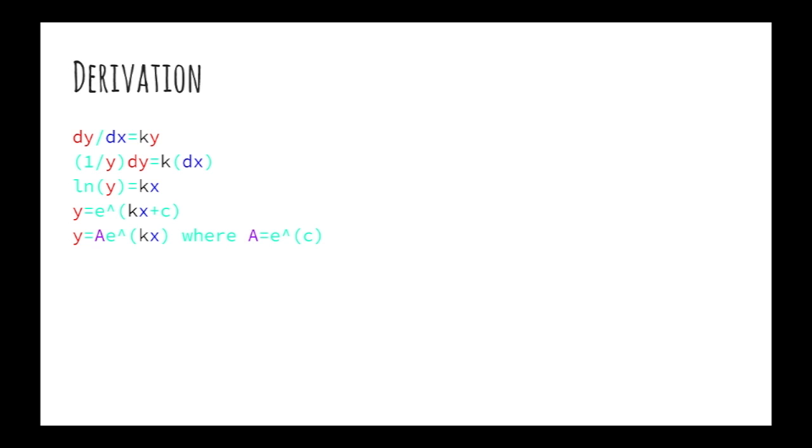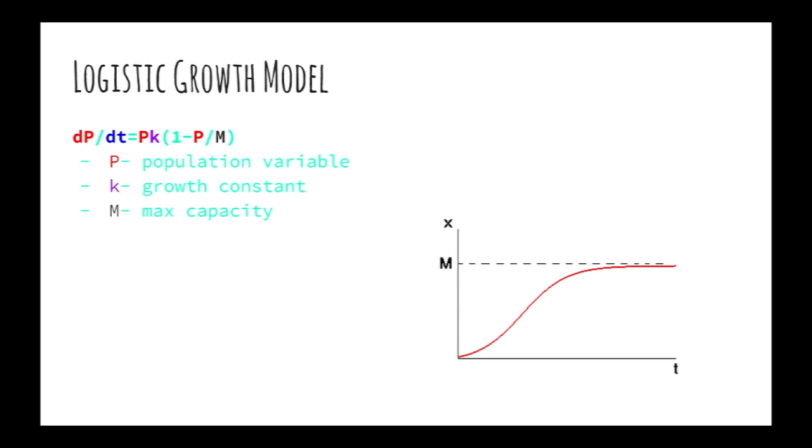So the next model, the population growth model, or the logistic growth model, is defined as dP over dt, that's how population changes according to time, equals P times k, where P is the population variable and k is a growth constant, times the quantity of 1 minus P over M, where M is the max capacity, the max population there can be. As shown in the graph, M is what the graph approaches, and that's with respect to t, time. Don't worry about the x. The x should be P.